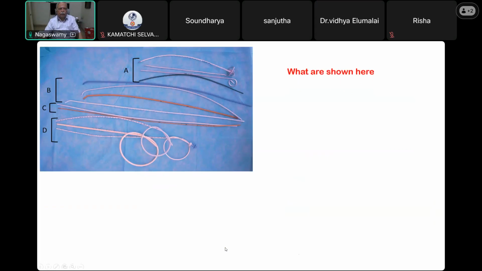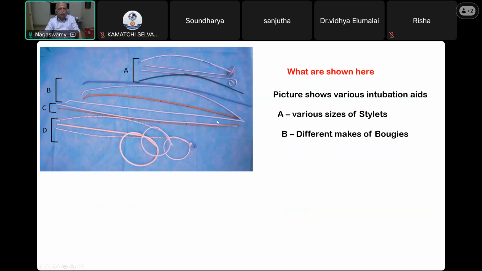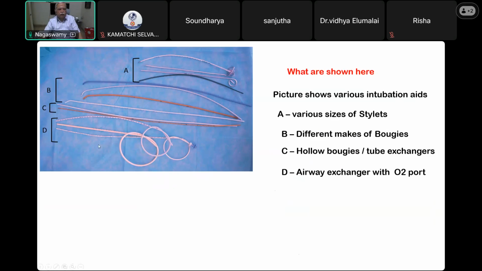What are shown here? These are all continuation of equipments. Gum elastic bougie and airway exchange catheters, A, B, C, D. It's all classified. The picture shows various intubation aids. A is various sizes of stylets. B is different types of bougie. You can see the small bend here, we call it the coude tip, C-O-U-D-E. And C is the hollow bougie, a tube exchanger, and D is the airway exchanger with oxygen port.